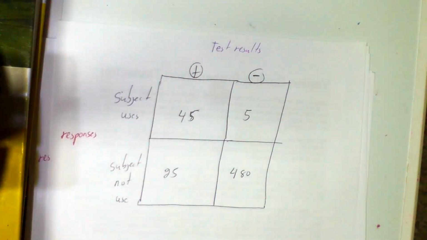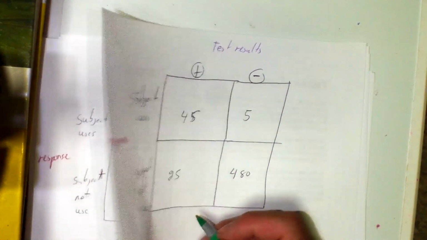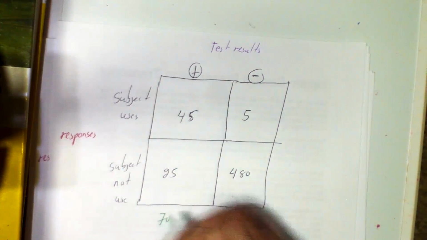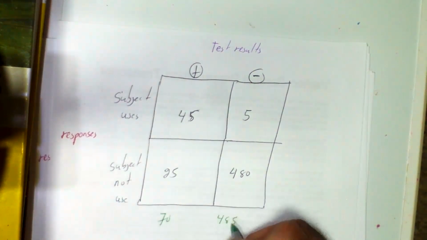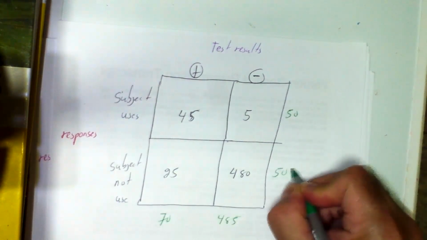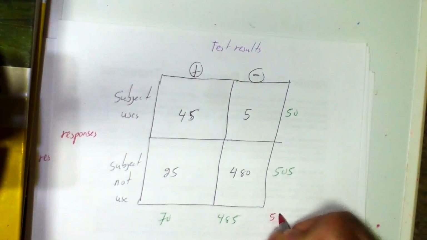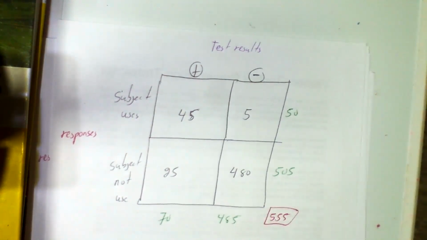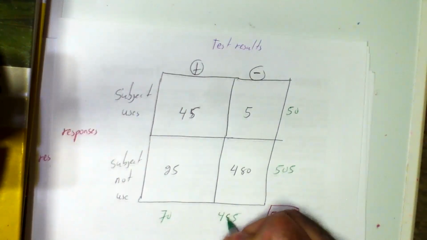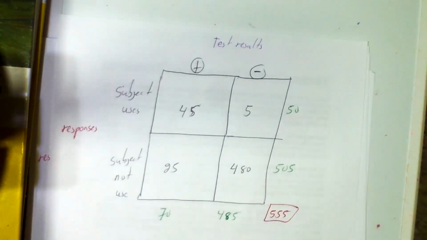So this was, I believe, what was that? 70, 45. I'm going to add this 50 plus 505. Grand total was 555. You always have to do that. You've got to get the subtotals of the rows and columns, and then you've got to get the grand total.